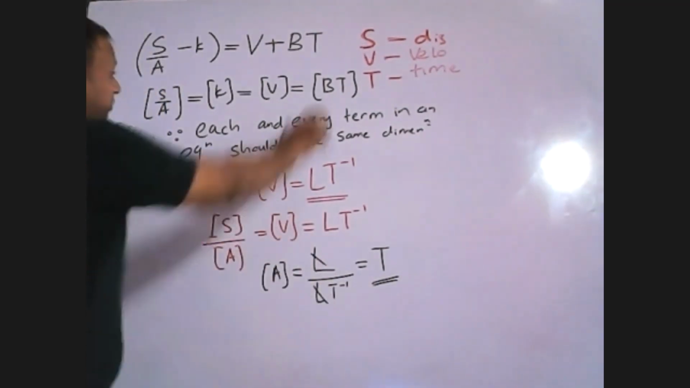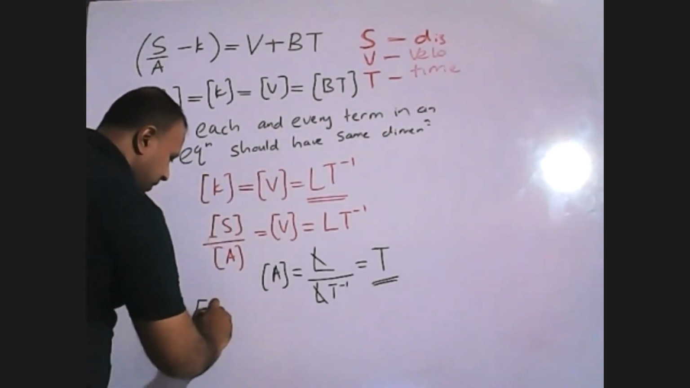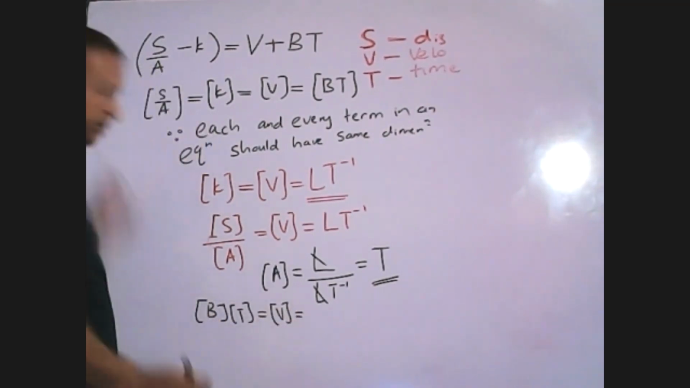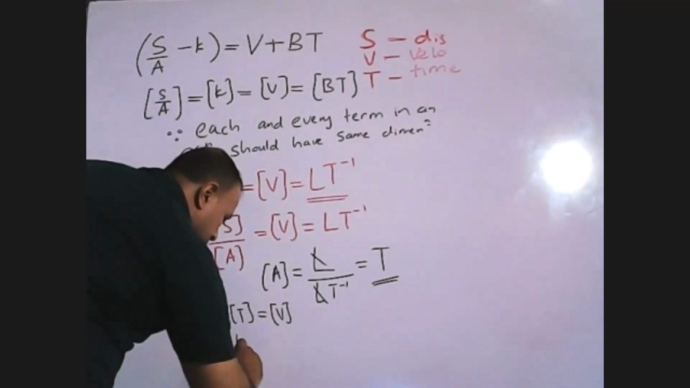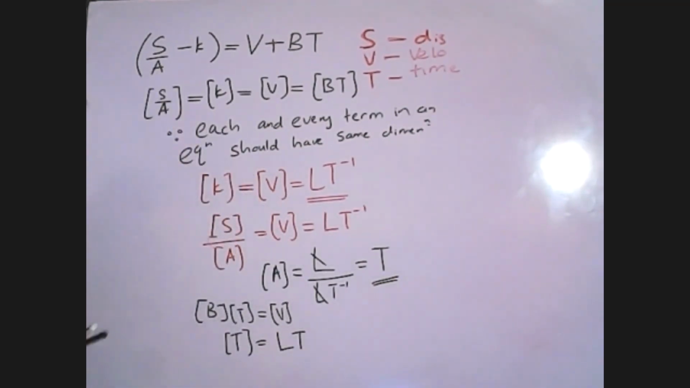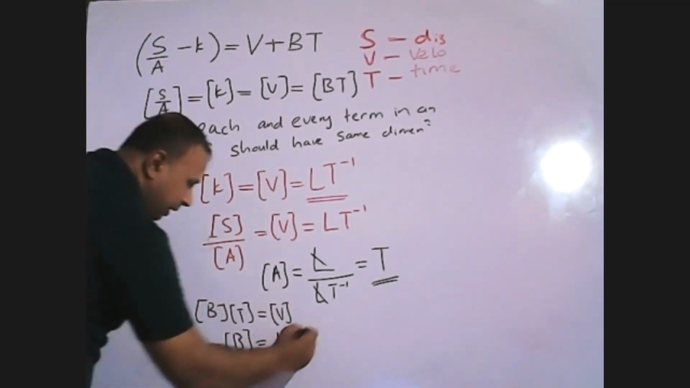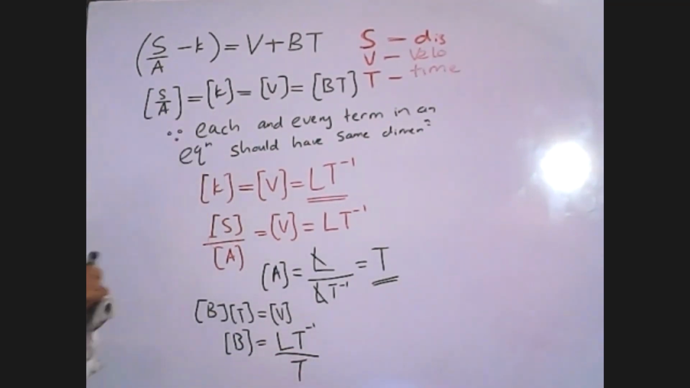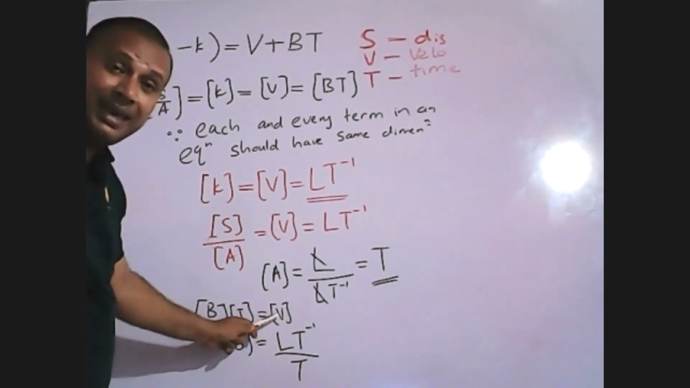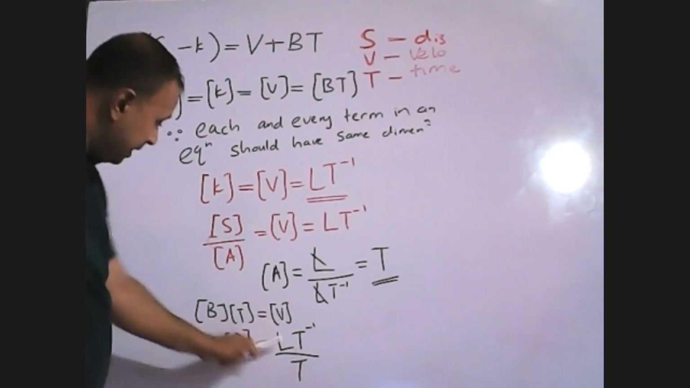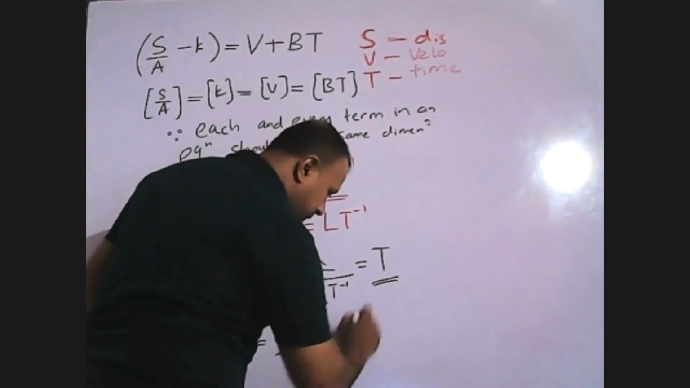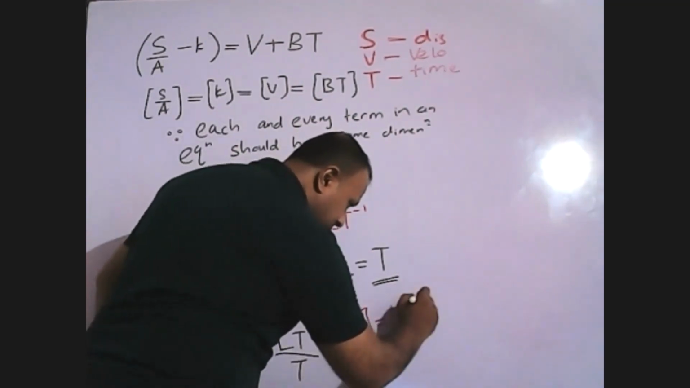Okay. Then Bt. So the dimension of B into the dimension of T should be equal to the dimension of V. So the dimension of B should be equal to LT minus 1 over T. Here T is a time, so the dimension of time is equal to T. So the dimension of B is equal to LT minus 2.